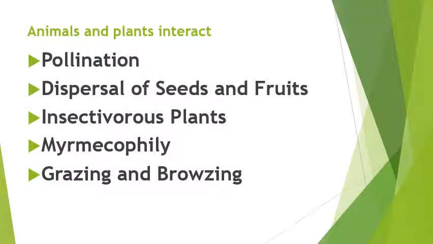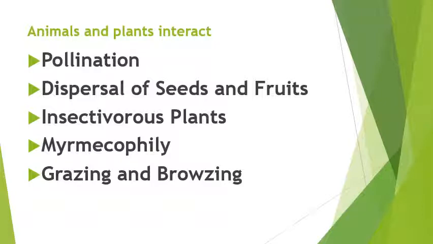Not only with other plants, plants also make relationships with animals. Animals and plants interact in different ways, such as pollination and dispersal of seeds and fruits. There are insectivorous plants, then there is myrmecophily, and grazing and browsing processes for the plants. In pollination, plants bring colored flowers or highly scented or honey producing flowers to attract insects for pollination and formation of seeds and fruits, for example Salvia and Calotropis.